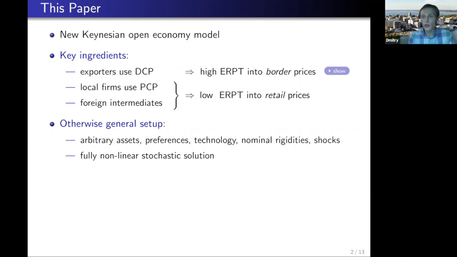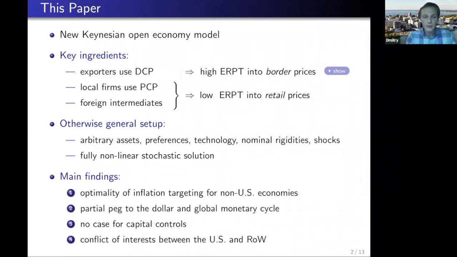So to show the robustness of our findings, we allow for flexible preferences and production technologies. We can allow for pretty general structure of the asset markets and different nature of nominal rigidities. And our solution is fully nonlinear stochastic optimal policy, so it doesn't really rely on the second order approximations, which are frequently used in this literature.